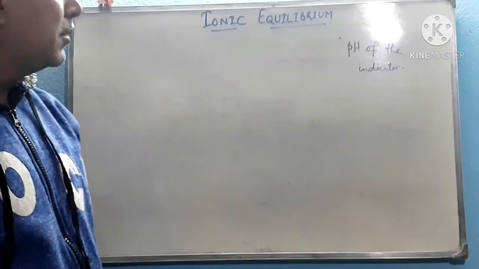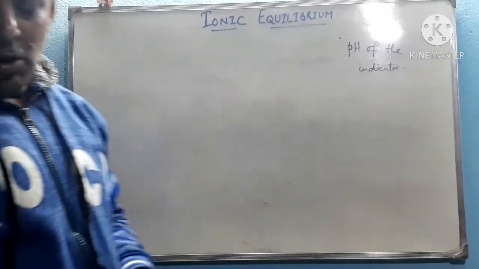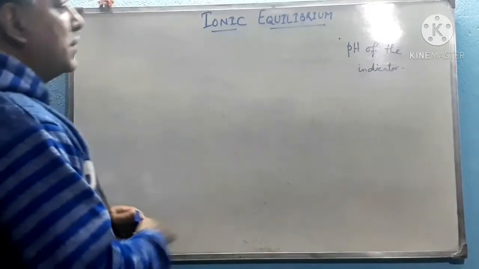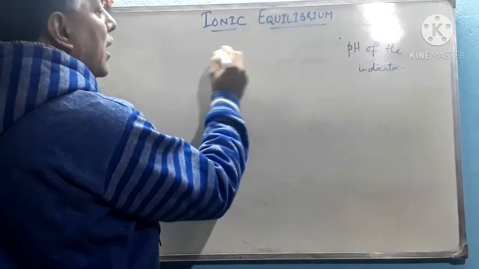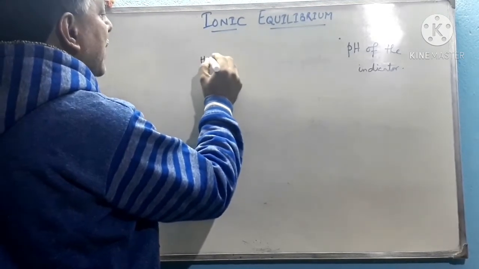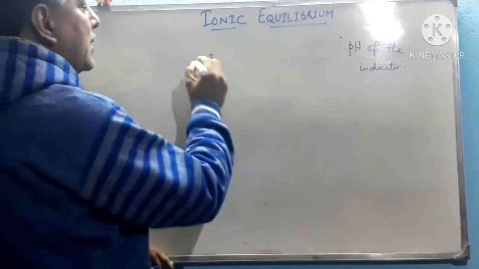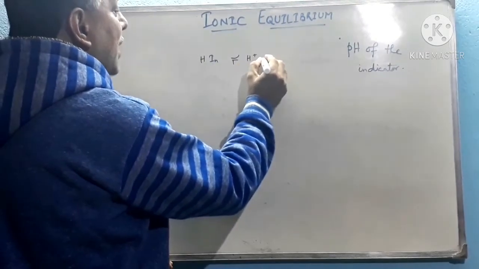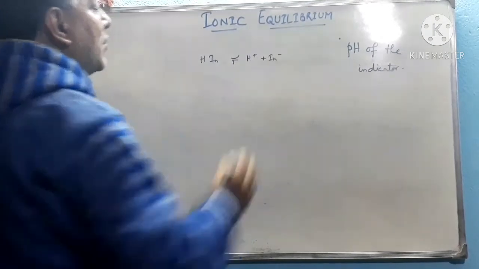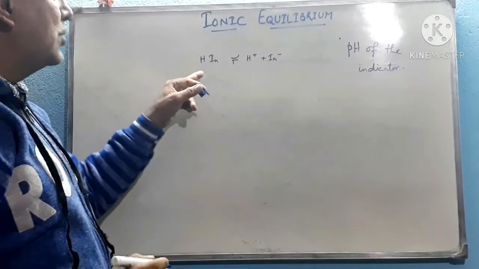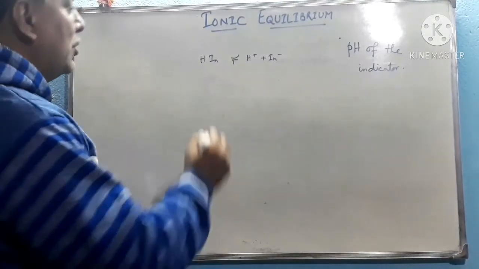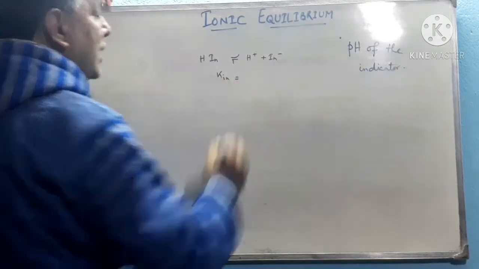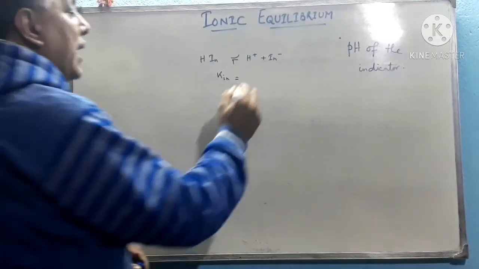Now I am discussing the pH of the indicator. We have already discussed the acid-base indicator, which has two tautomeric forms. Now the pH of the indicator can be calculated as follows. HIn is the molecular formula of the indicator, and it dissociates to form H+ and In- in alkaline medium. So HIn is in acidic solution and H+ plus In- in alkaline solution, and they maintain an equilibrium. Therefore K_In is the equilibrium constant or dissociation constant of the indicator.